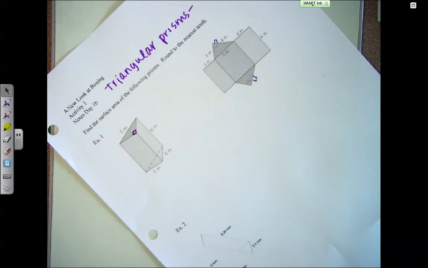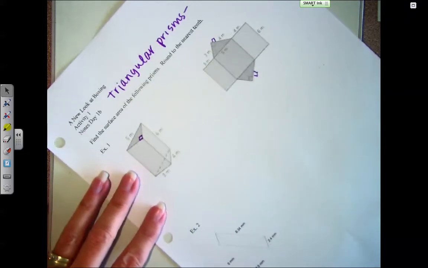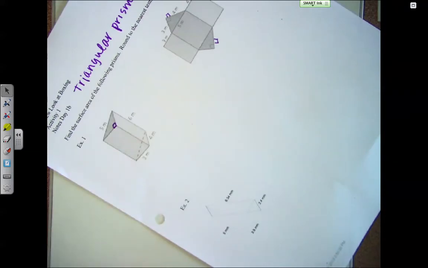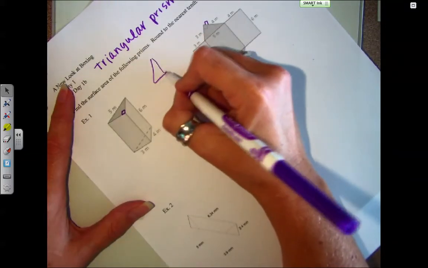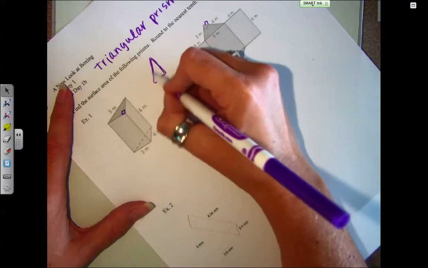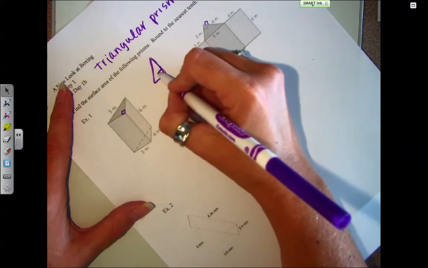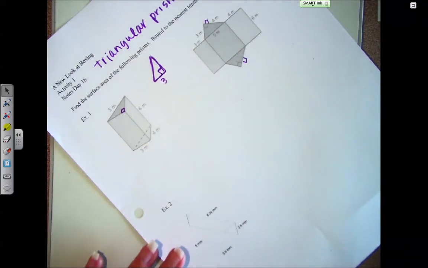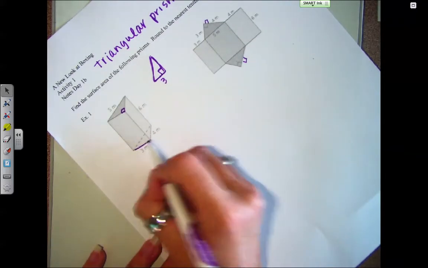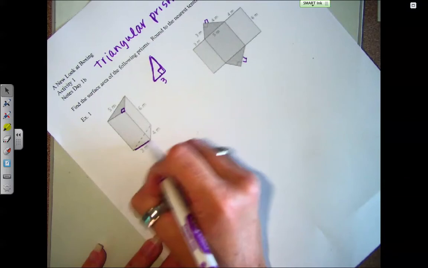So that means, what measurement is my base for this triangle? 90 degrees. No, not the measurement of the angle. What is the base of the triangle? 5. No. It's 3. The measurement's given to you down here.